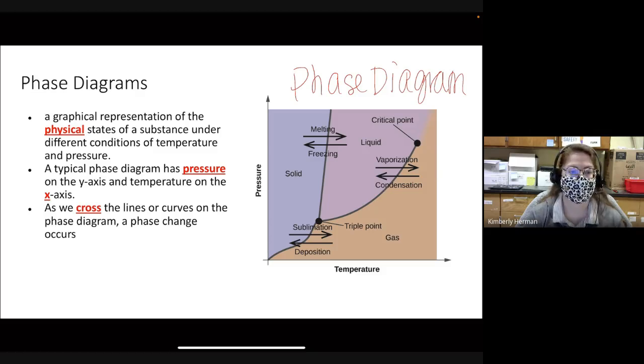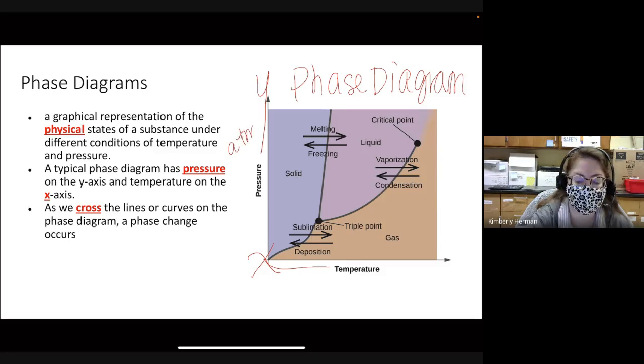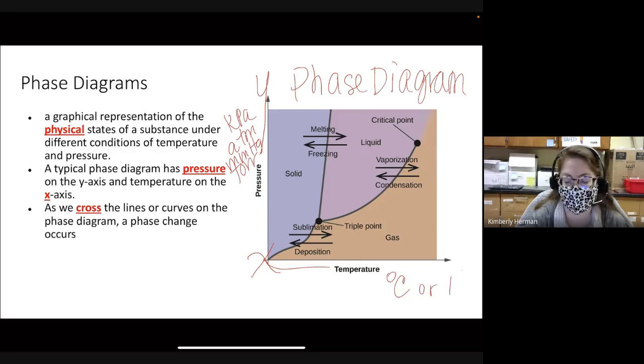Now, a typical phase diagram has our pressure on the y-axis. So remember that our y is going up and down, and we'll see that we have pressure there. And we're going to see that our temperature is on our x-axis. So remember our x going across. Now, pressure can be measured in atm, mmHg, torr, or kPa, and we'll see that temperature is usually measured in degrees Celsius or the absolute scale of Kelvin.